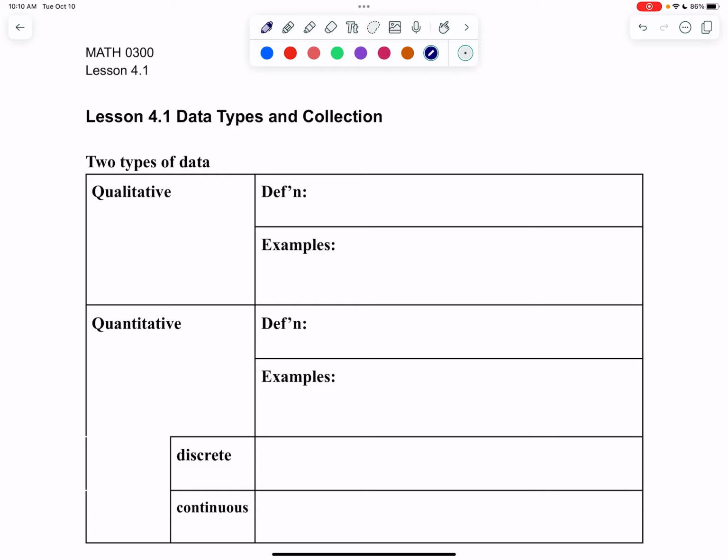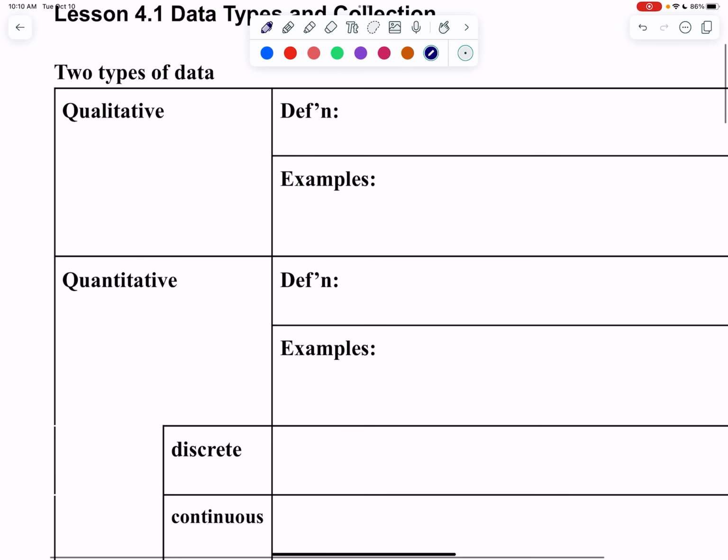Before we can jump into that, we need to be able to identify different types of data. There are two of those that we're going to talk about. The first one is qualitative data. Now, inside the word qualitative, you can almost hear the word quality. That's what this data does. It identifies some type of quality about a group of things.